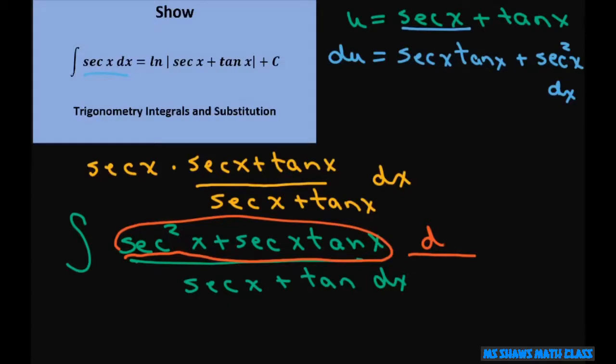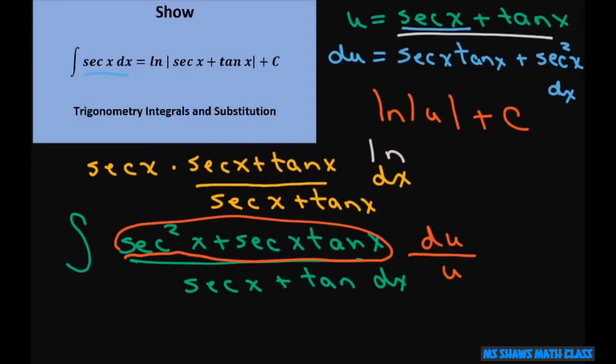So let's put du, and the denominator is u. So when you integrate that, you're just going to get ln of u plus c. Then we plug back in our u, and so our final answer will be ln of |secant x plus tan x| plus c.